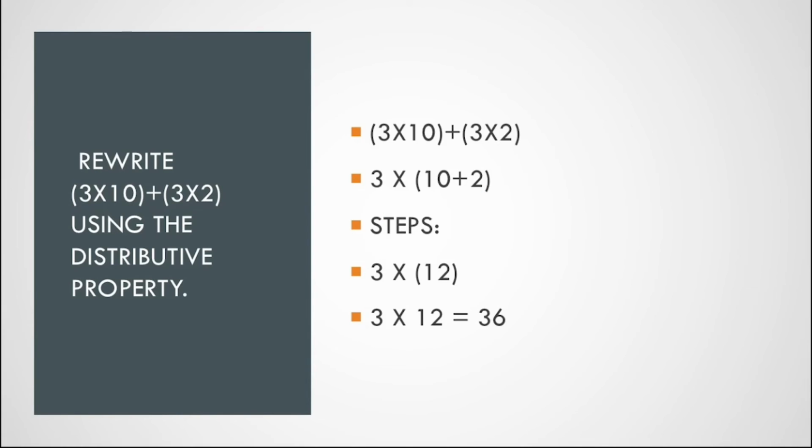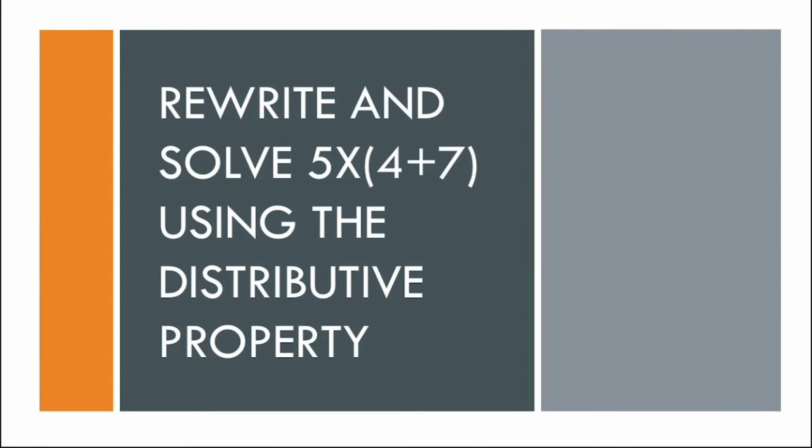To solve this, we can add 2 and 10 to equal 12. Then we multiply 12 by 3 to equal 36. Try this one on your own. 5 times and then in parentheses 4 plus 7. Let's see how you did. The answer is, in parentheses, 5 times 4, and then outside the parentheses a plus sign, and then in the parentheses 5 times 7. Now let's do an end of the video recap.